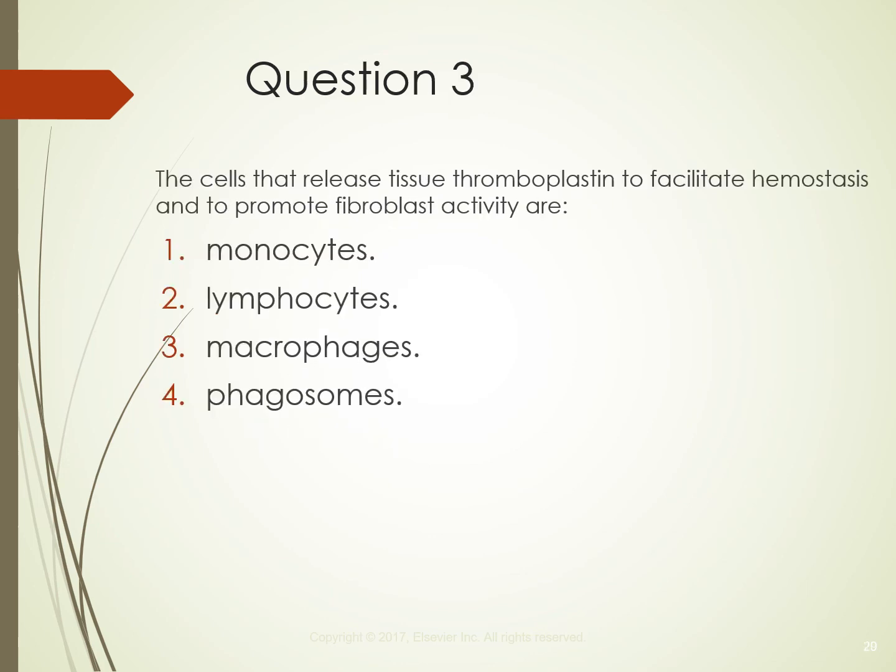The cells that release tissue thromboplastin to facilitate hemostasis and to promote fibroblast activity are monocytes, lymphocytes, macrophages, or phagocytes. The answer should be macrophages, number 3. This is the end of the slideshow.